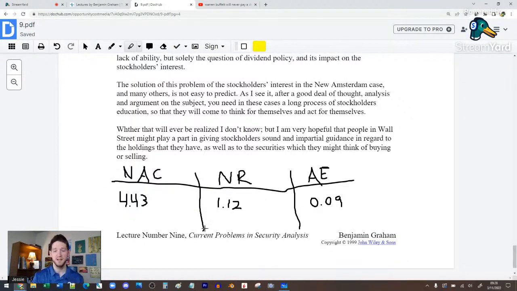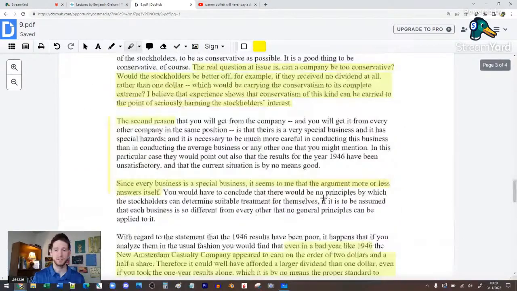In Ben Graham's case, he probably believes, he doesn't say it in the lecture, that North River Company is justified in their $1, maybe a little too high. American Equitable probably shouldn't be paying a dividend, and North American Casualty should be paying higher than $1. Now, let's keep going because he still has more to say.